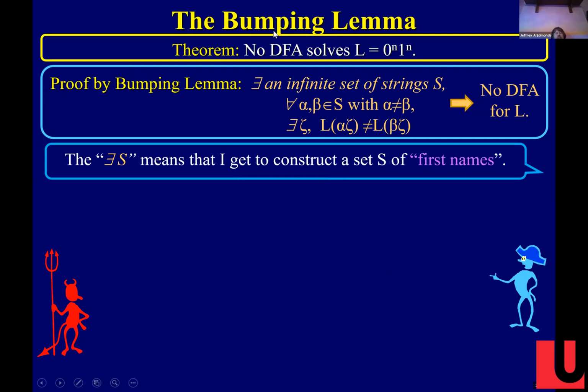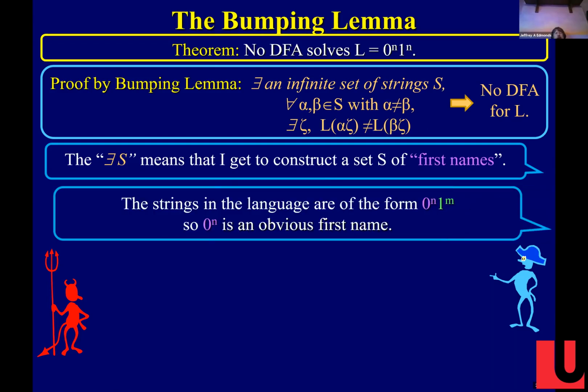Well, the first guy, it exists in S, right? So the prover has to come up with a set of first names. We know all the strings that we care about, all strings of the form 0 to the n, 1 to the m for possibly different n and m. So what's our first name going to be? Well, it seems obvious our first name should be the zeros.